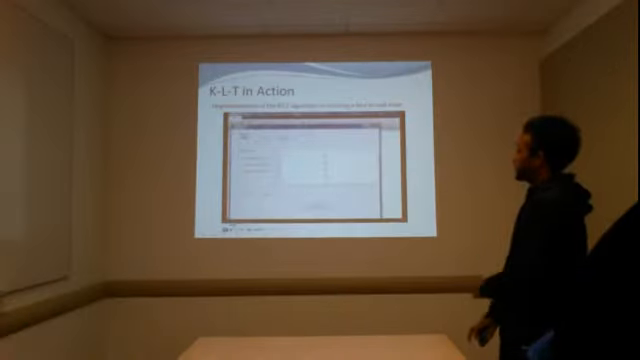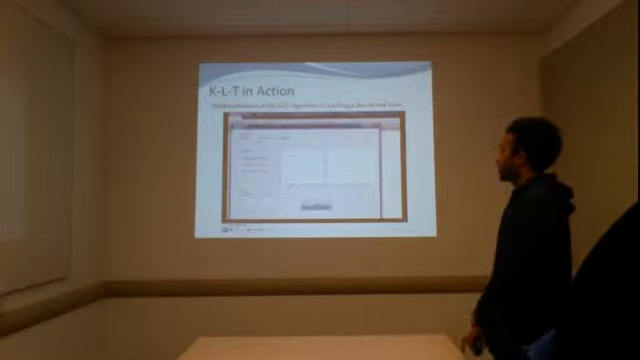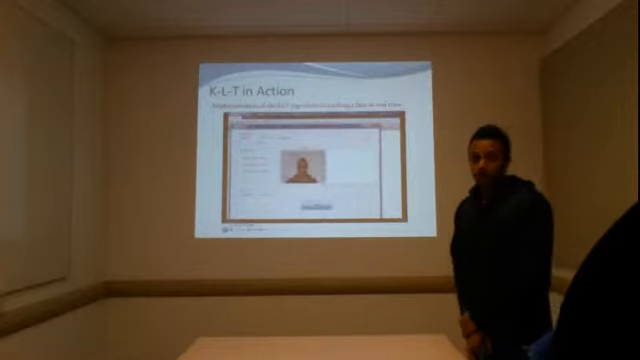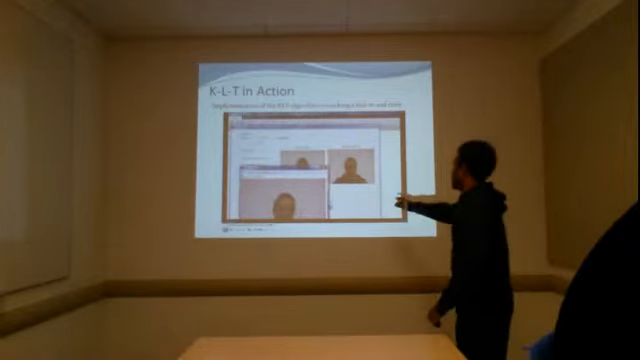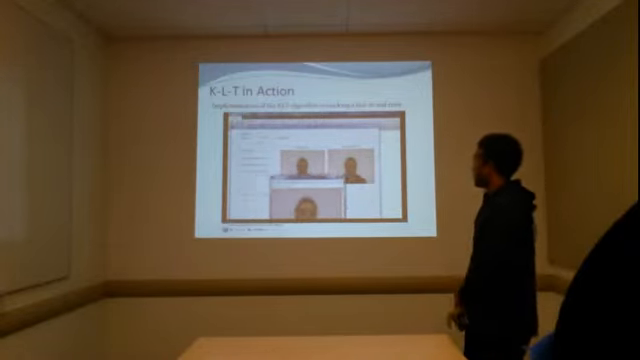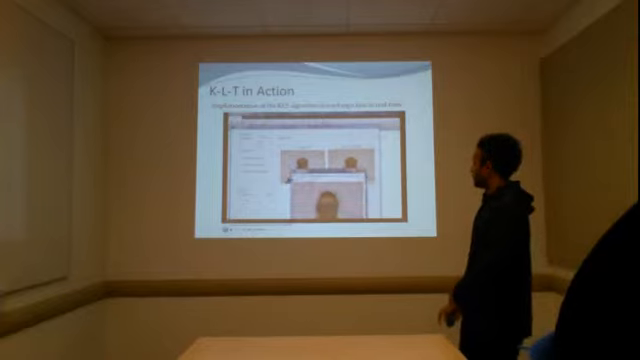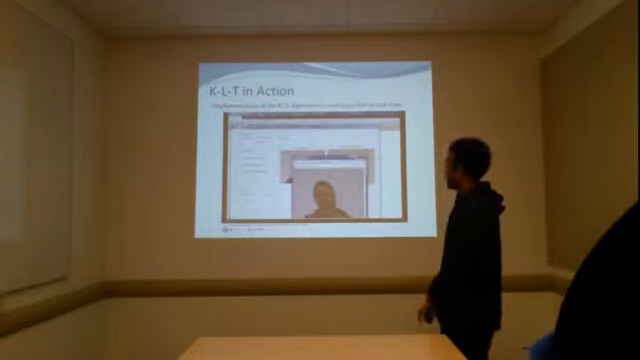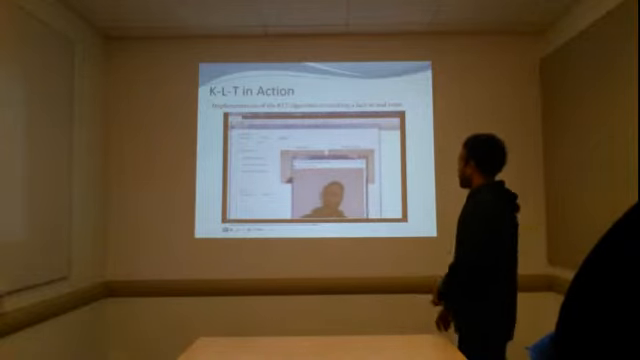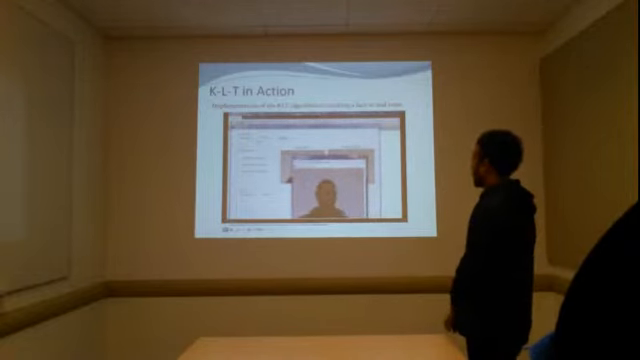So we look at the KLT in action. This was the GUI that I created for this project. And as you can see, the face was detected. Here we have a beautiful pattern of the features that were detected. We can see the success and the failure rate at the end. And this is a live video of myself testing the algorithm.